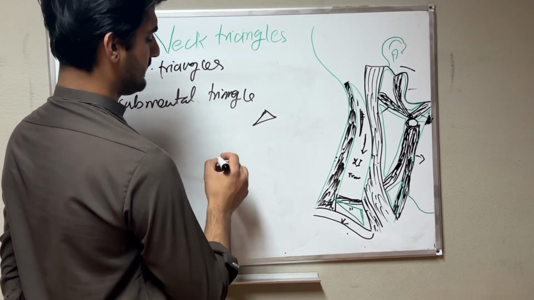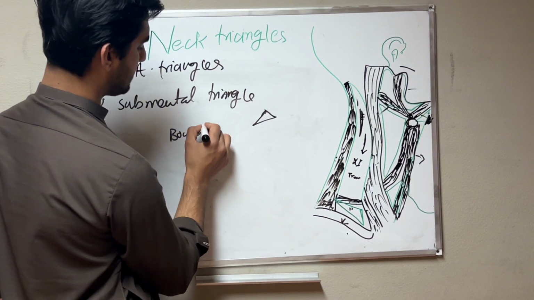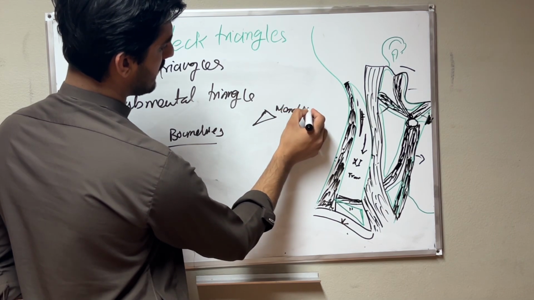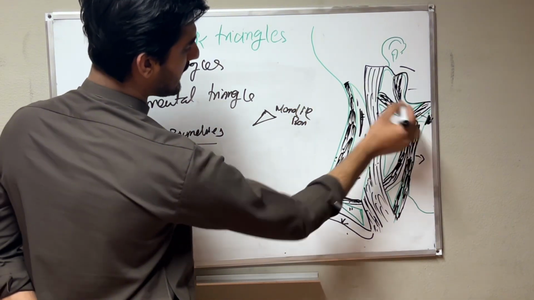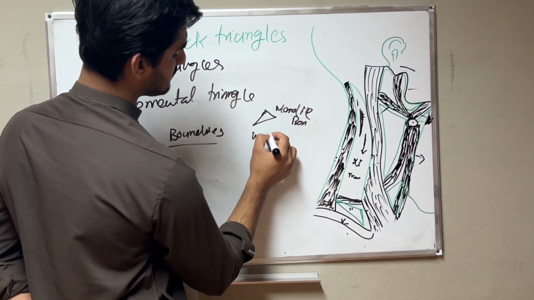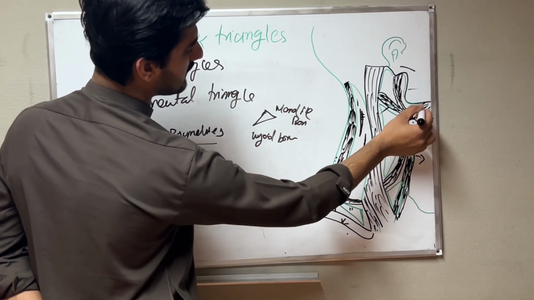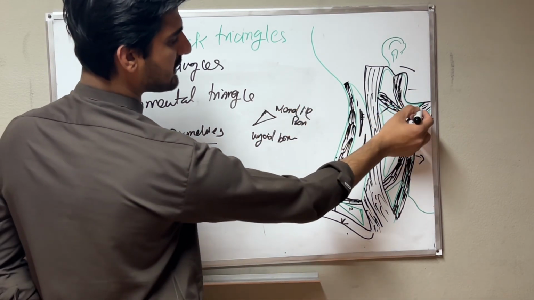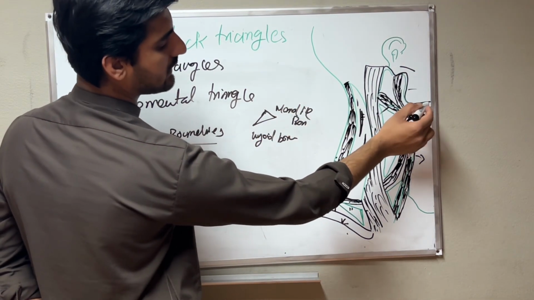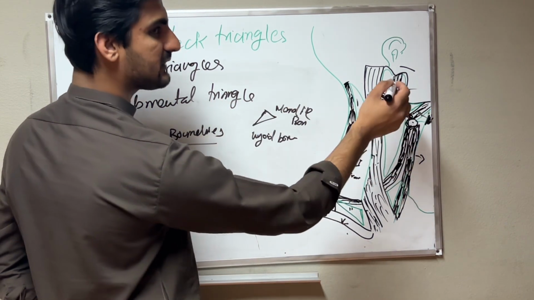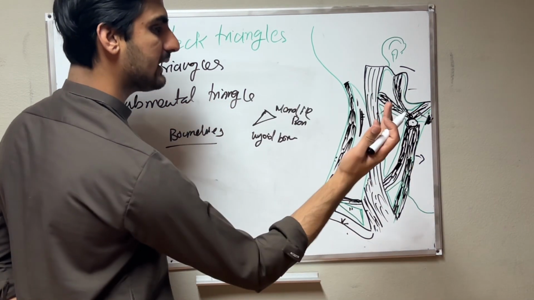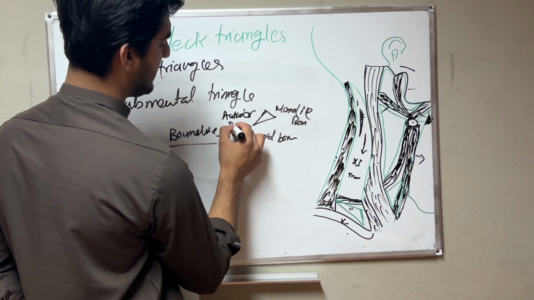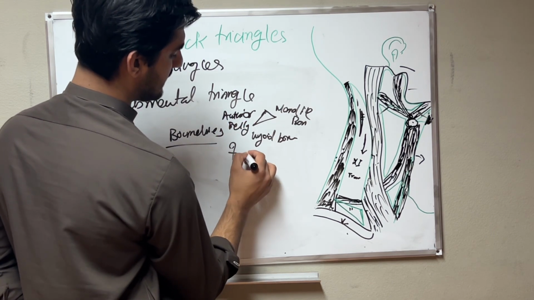Now the submental triangle boundaries. First we will talk about the boundaries. Here we have the mandible bone. Here we have the hyoid bone. And it borders with what muscle? Which belly? The same digastric muscle, but the belly on the front side, the anterior belly of the digastric muscle.